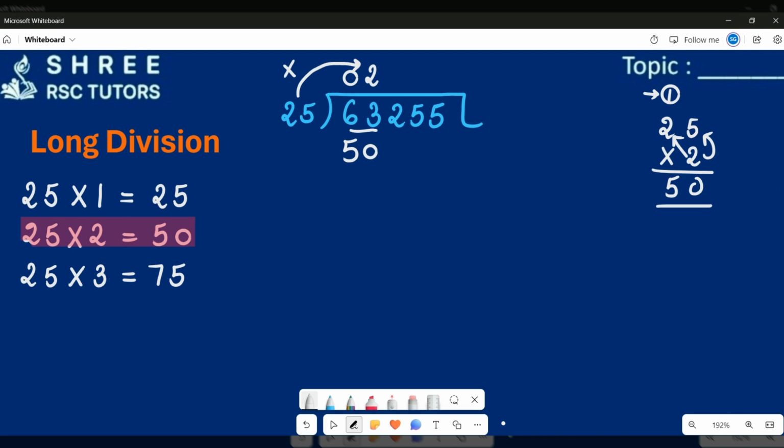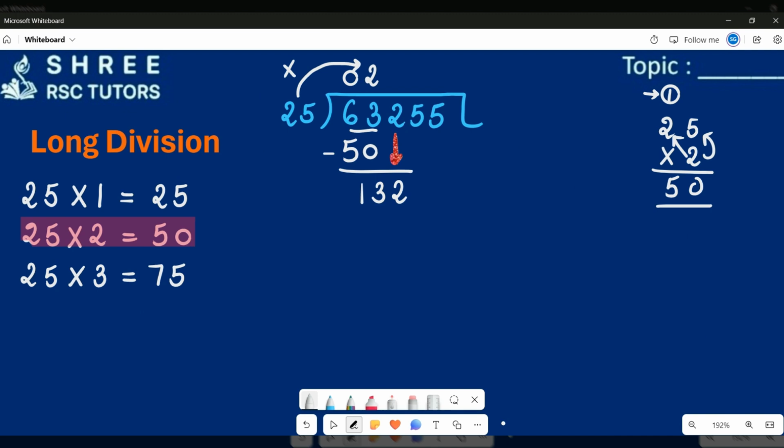Now the next step is to take away. So 63 take away 50 is going to be 13. Now the next step is to bring down the next digit. We always bring down one digit at a time. So the next digit is going to be this 2. Bring this down. It's going to be 132 now.